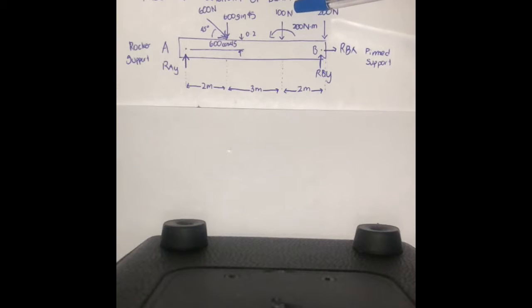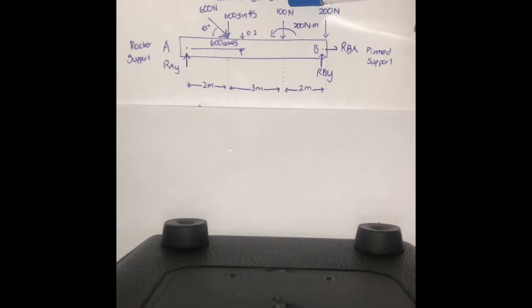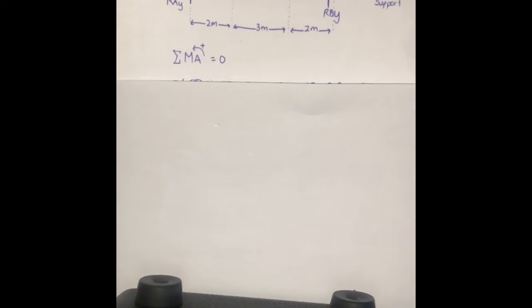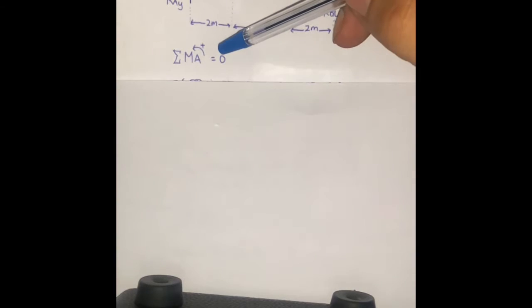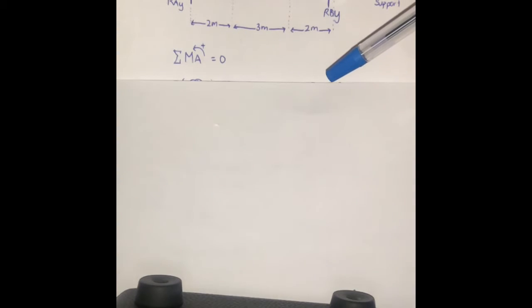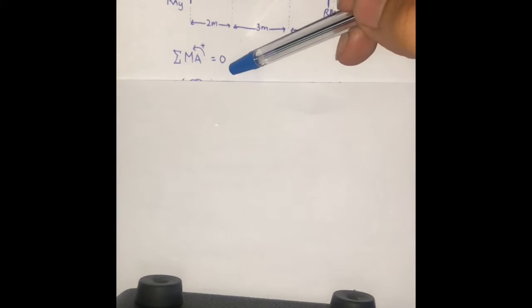Next, we're given 100 newtons going downwards and a moment of 200 newton meters, and also 200 newtons going down. Okay, so now let's take the moment in A. And we note that the anti-clockwise direction is positive. Let's equate that to 0.